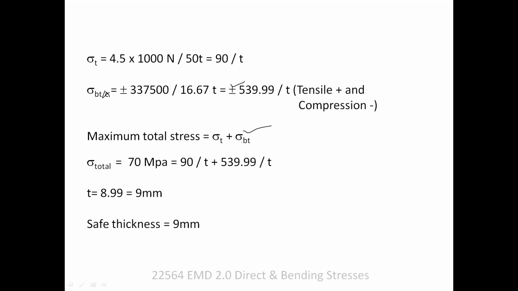So the total permissible stress is 70 megapascal, which is equal to 90 divided by T, the value of sigma T, plus 539.99 divided by T, which is the sigma BT value. If you add them together and solve for T, then T comes out to 9 mm; 8.99 is the exact value. So the safe thickness is 9 mm.